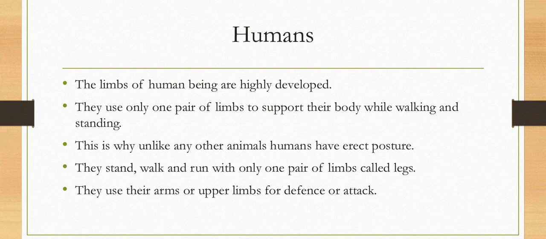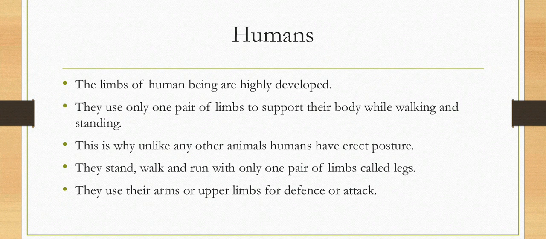Third, humans. Compared to the limbs of animals, the limbs of human beings are highly developed. If you compare our limbs with other animals, our limbs are highly developed. We human beings use only one pair of limbs, the lower limbs, to support the body while walking and standing. The upper limbs are our hands. This is why, unlike other animals, humans have an erect posture.